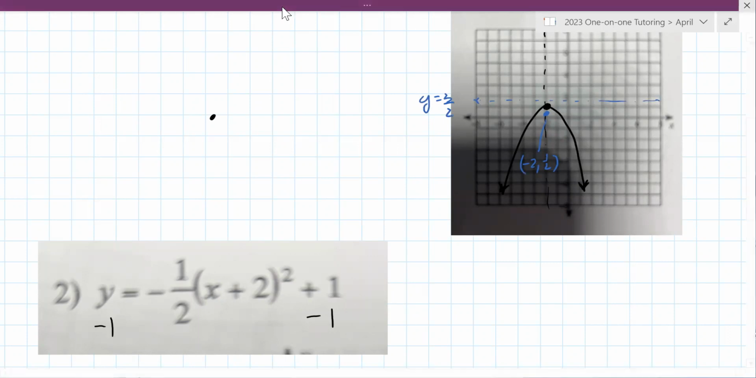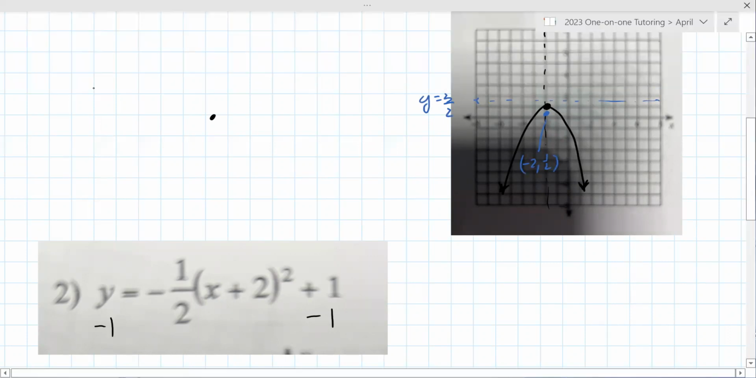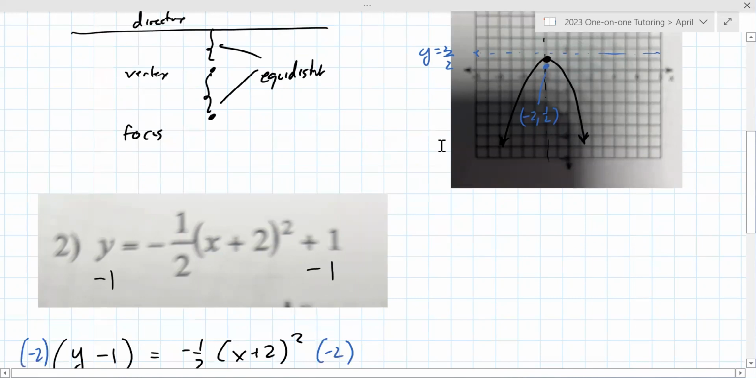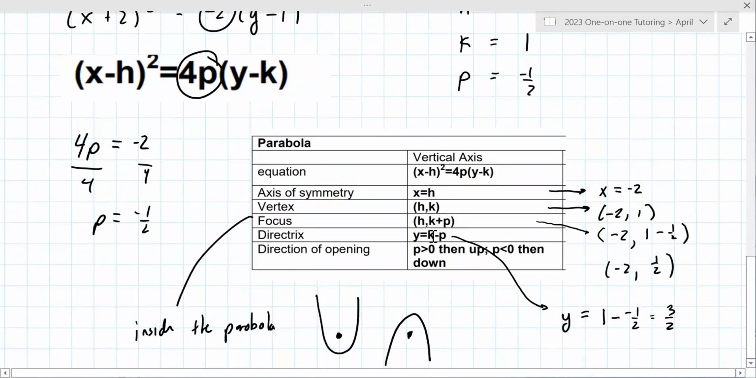So there's this relationship between the directrix, vertex, and the focus, and it is that they are the same distance. They're equidistant from the vertex. So however much you go down or up to get to the focus is how much you go down or up to the directrix. Is it always like that? Yes. And you can see the difference. It's because it's k plus p, k minus p.